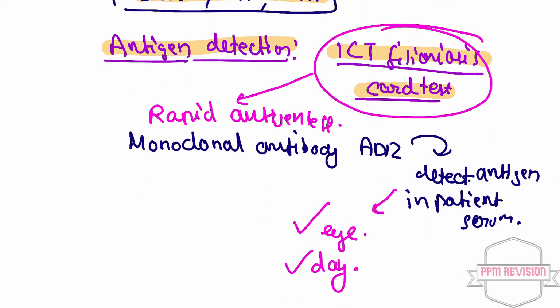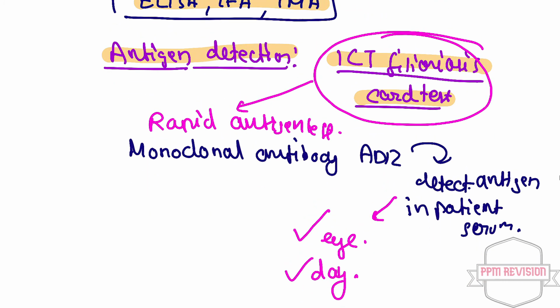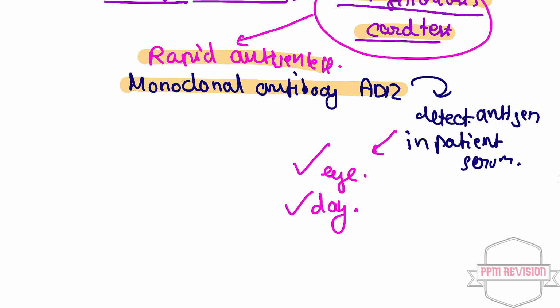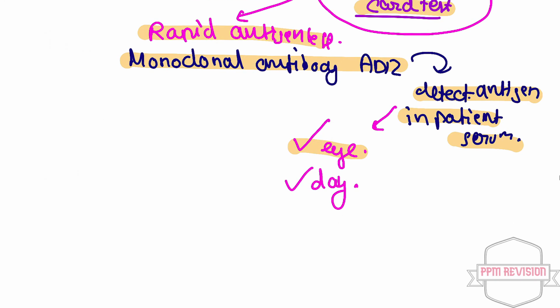This is under antigen detection. ICT refers to the immunochromatographic test. It's a rapid antigen test. The monoclonal antibody AD12 is used to detect the antigen in patient serum. It can be seen with the naked eye, does not require any instrument, and can be performed during the day. So these are the points to be noted.